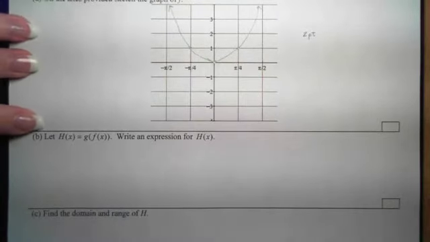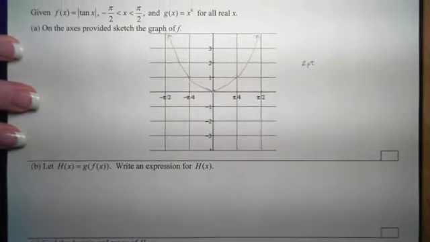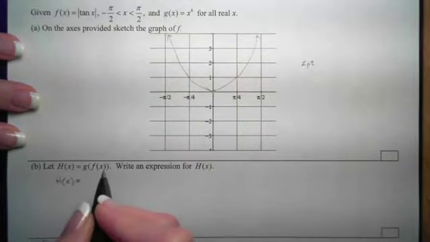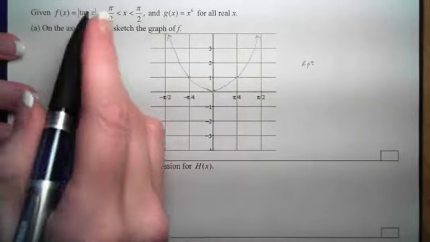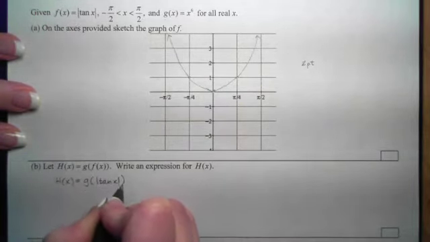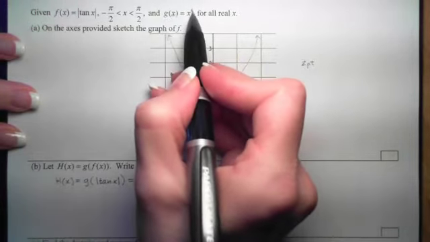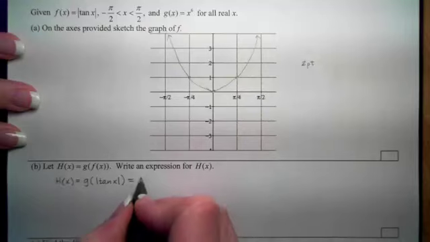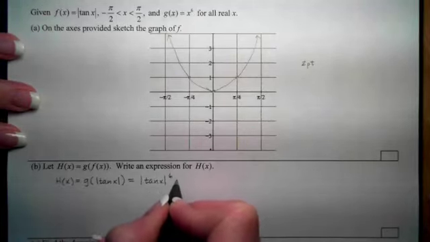Okay, part B now is we want H to be G composed with F, and then write an expression for H. So if we come back up here, H is G composed with F, which means I'm going to plug F, which is that absolute value of tangent of X, into G. And G will actually take whatever's inside it and raise it to the 6th power. So that will be the absolute value of tangent raised to the 6th power.